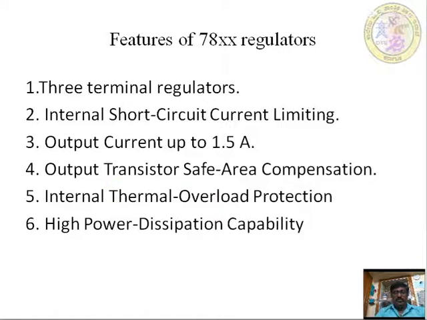Now the features of the 78 regulators. It is a three-terminal regulator, as we already know: input, ground, and output. Pin number 1 represents the input, pin number 2 represents ground, and pin number 3 represents the output. Features include internal short circuit current limiting, output current up to 1.5 amps, output transistor safe area compensation, internal thermal overload protection, and high power dissipation capability.